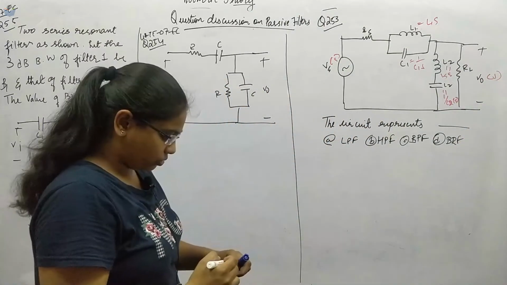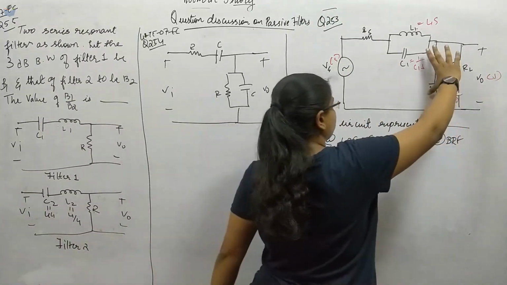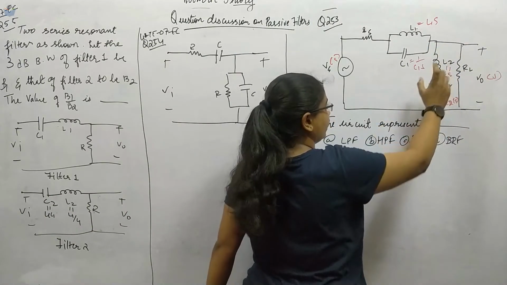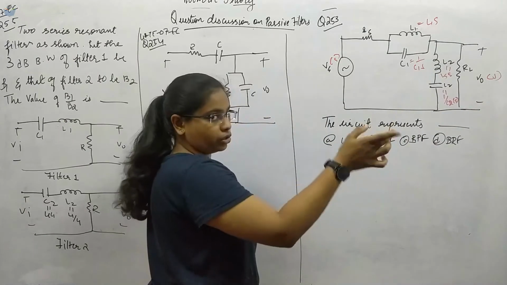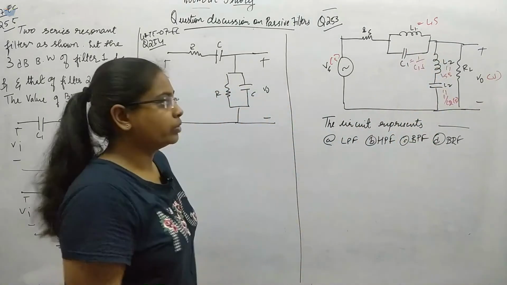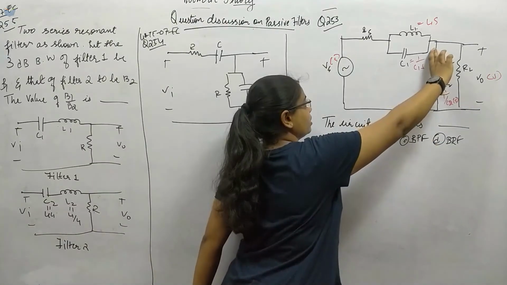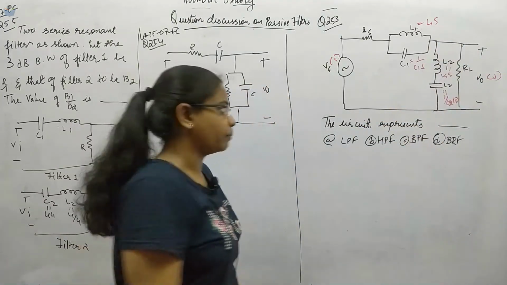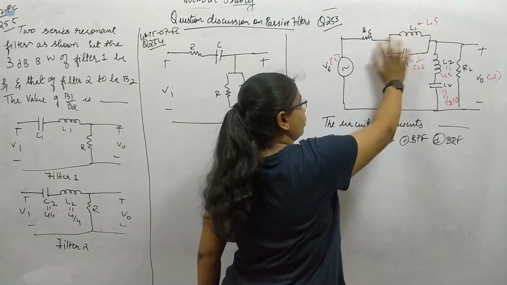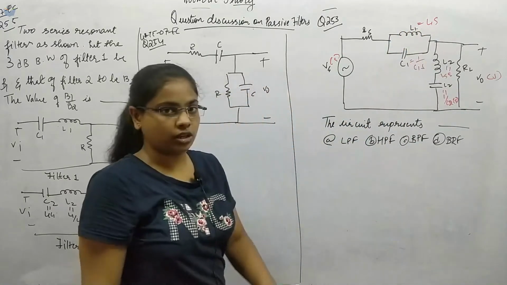Okay, so now if you see this branch, both these elements, either for omega equal to 0 or omega equal to infinite, one of the elements will be open. So we can conclude that this branch will be open circuit all the time. Coming to this combination, it's in parallel. One of the branches will always be short circuit.